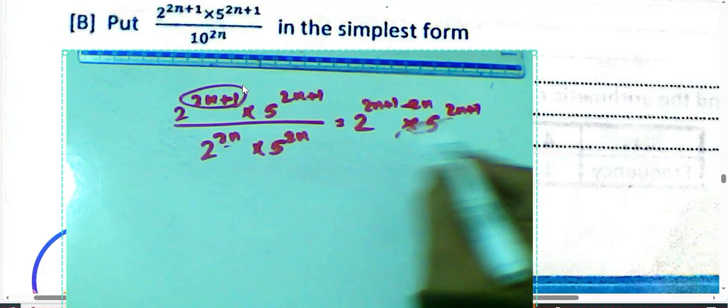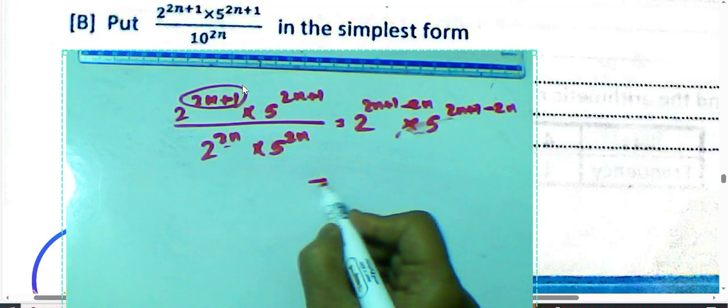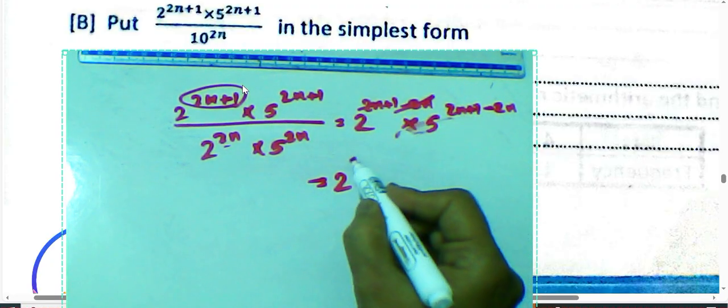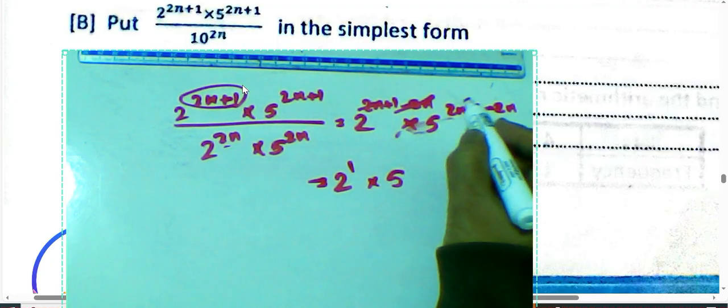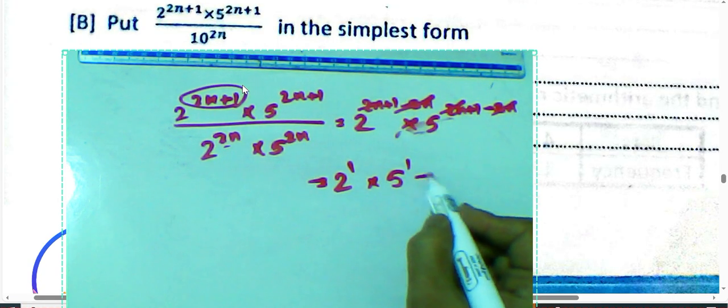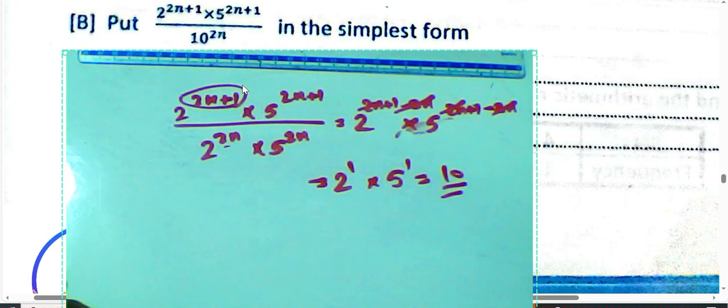subtract 2n here. And then we can simplify it: it will be 2 power 1 times 5 power 1. It will be 2 times 5 equals 10. Then the simplest form will be 10 for this example.